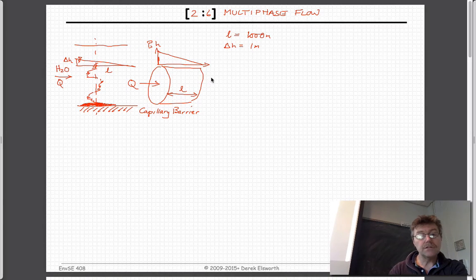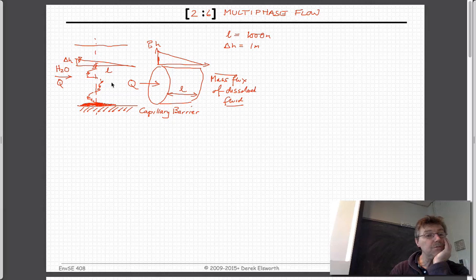So in other words, the mass flux of dissolved fluid. So what is that? We can calculate what that would be. How much, in other words, is going to get removed from this? Let's say this is an area, and I don't know what that area is. So how do we go about that?